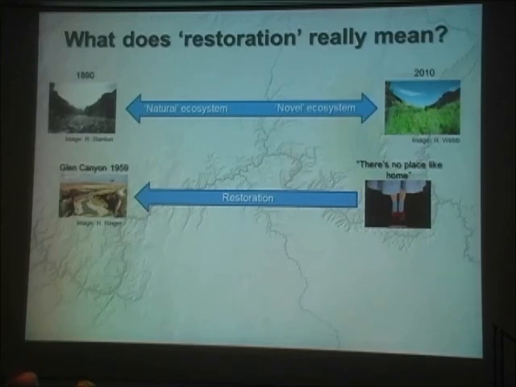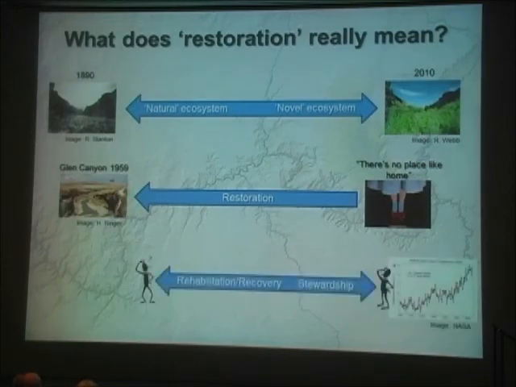So more realistically, we like to use the terms rehabilitation or recovery or stewardship. The way I like to think about it is rehabilitation or recovery is moving maybe back towards more historic conditions, but you know you're not going to quite get there. And stewardship is maybe a bit more forward-looking. So you have this guy scratching his head next to a graph of climate change. And so you really want to start thinking forward and thinking about what the system is likely to support. There's no point in trying to restore something back to a condition that isn't likely to be maintained under the current conditions.